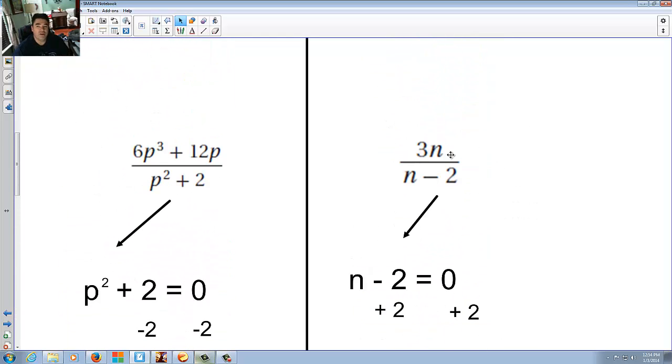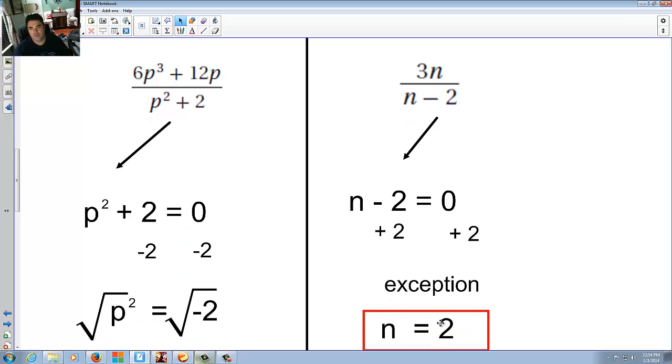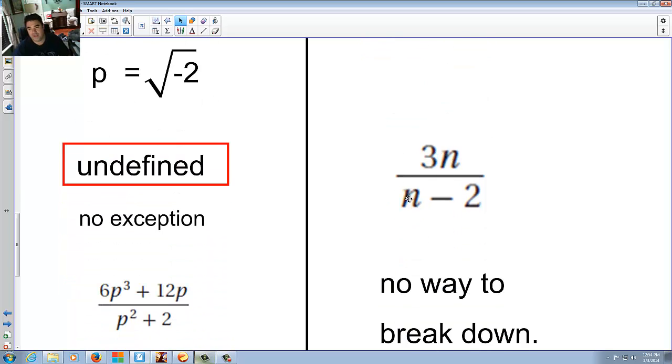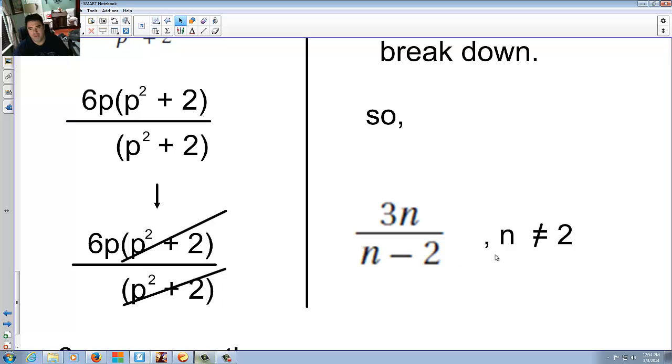Now over here, 3n over n minus 2, first thing I'm going to do to find the excluded value is set n minus 2 equal to 0, so n equals 2 is the exception. It cannot be a 2. Other than that, this figure I can't reduce at all, so it's going to be 3n over n minus 2, but n cannot equal 2.